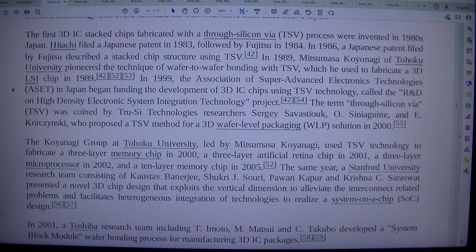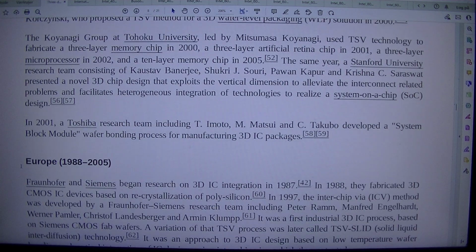The Koyanagi Group at Tohoku University, led by Mitsumasa Koyanagi, used TSV technology to fabricate a 3-layer memory chip in 2000, a 3-layer artificial retina chip in 2001, a 3-layer microprocessor in 2002, and a 10-layer memory chip in 2005. The same year, a Stanford University research team consisting of Kaustav Banerjee, Shukri J. Souri, Pawan Kapur and Krishna C. Saraswat presented a novel 3D chip design that exploits the vertical dimension to alleviate the interconnect-related problems and facilitates heterogeneous integration of technologies to realize a system on a chip, SoC, design.